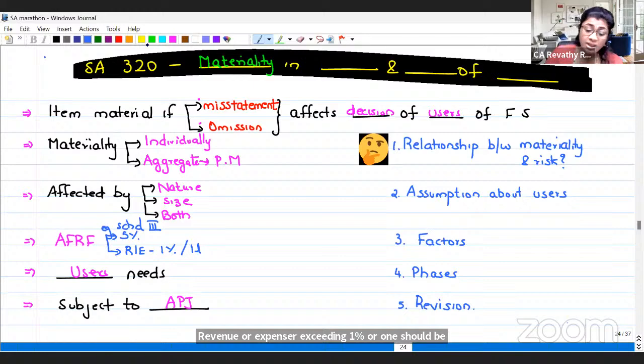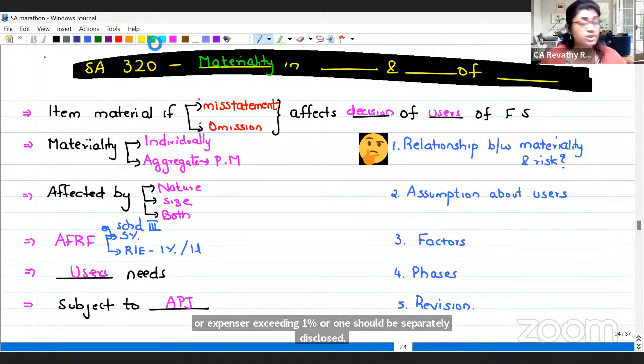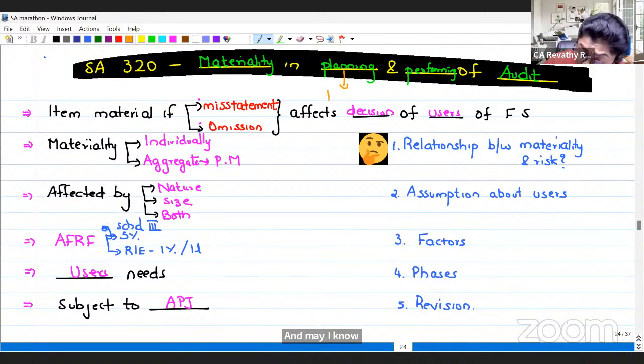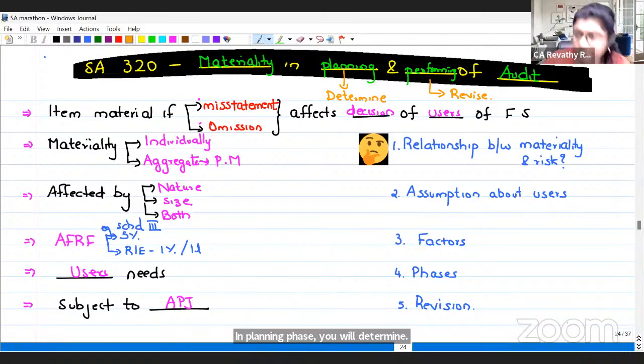Now, materiality comes in which phases of audit? Materiality comes in planning and performing of audit. And may I know why two phases of materiality? In the planning phase, you will determine. In the performing phase, you will revise.